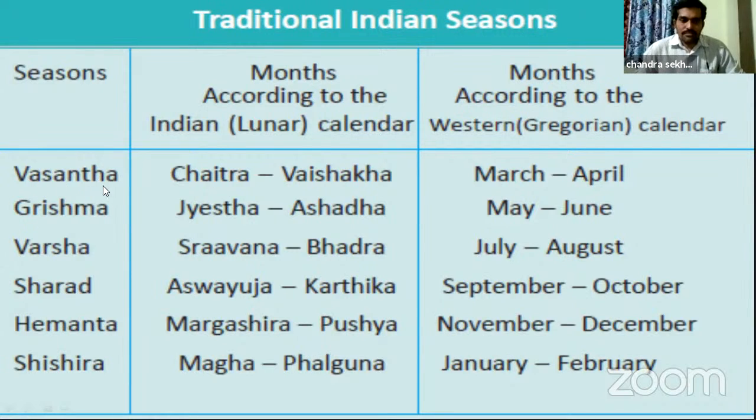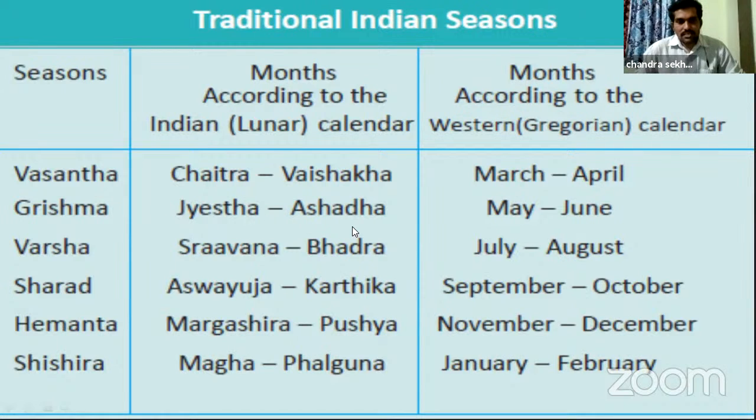Vasanta season, Grishma Rutu, Varsha Rutu, Sharad Rutu, Hemanta Rutu, Shishira Rutu. So we have six seasons. These are bi-monthly, two-monthly seasons. Okay, Vasanta Rutu has two months, Chaitra and Vaishaka. So these are the months.